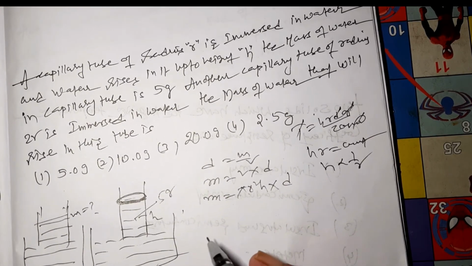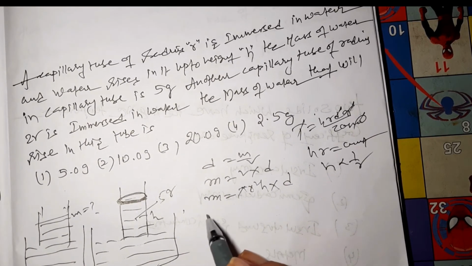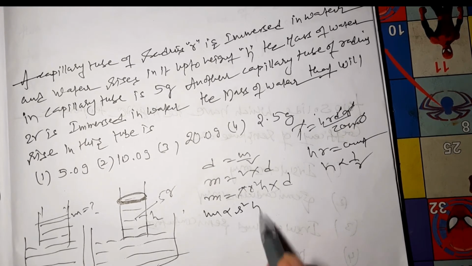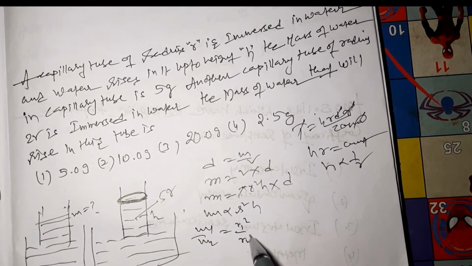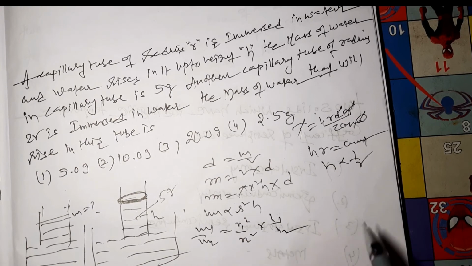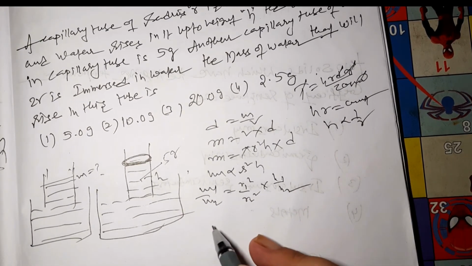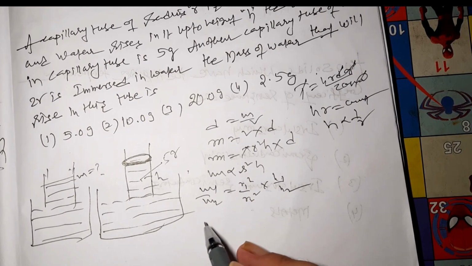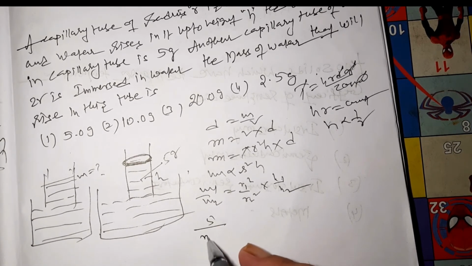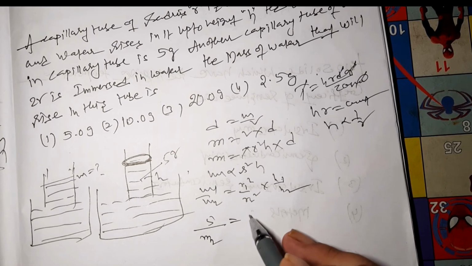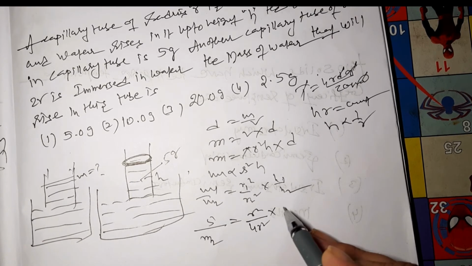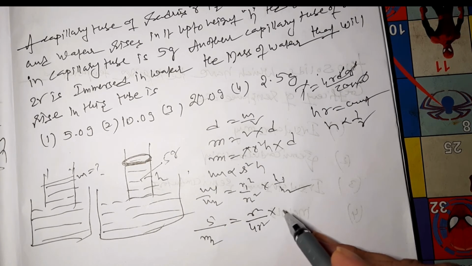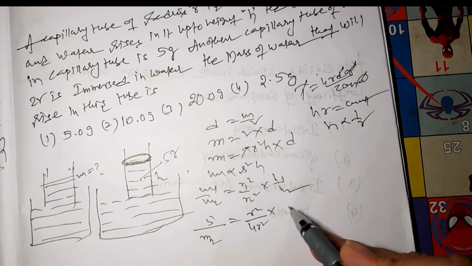Now we derive the relation between mass, radius and h. Here m is directly proportional to r square into h. So m1 by m2 is equal to r1 square by r2 square into h1 by h2. Now we want to find M2. Here M1 is equal to 5 grams, R1 square is R square, R2 square is 4R square, and here H1 is equal to how much?